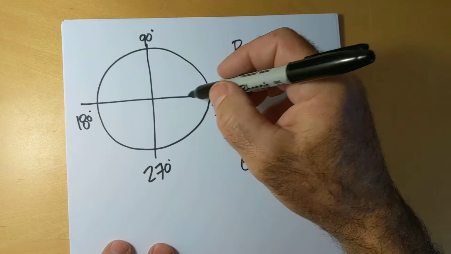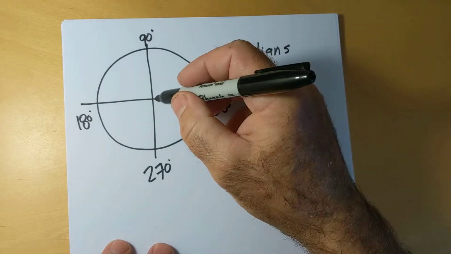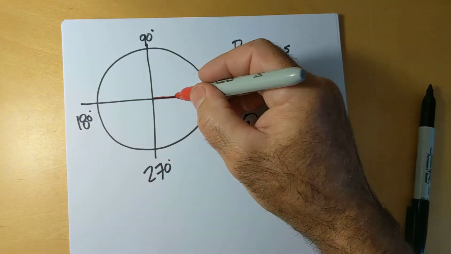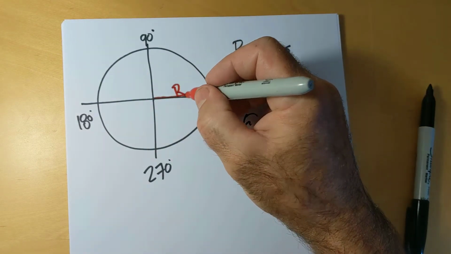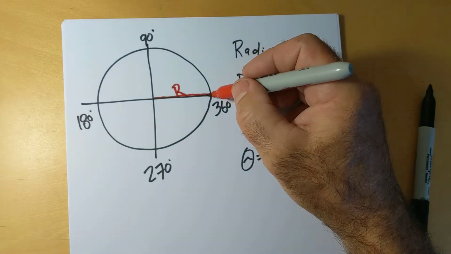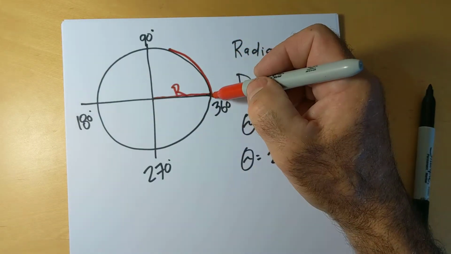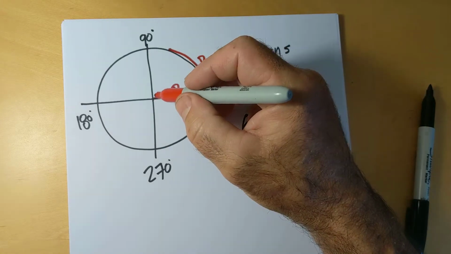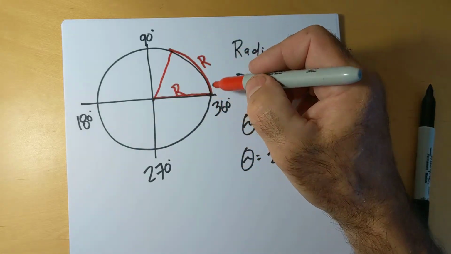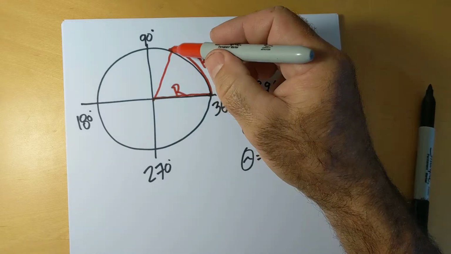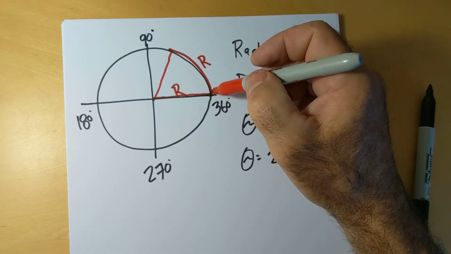A radian is a measure of radiuses. So if this is my radius here, and I call this radius r, and I were to measure an arc length right here, when that arc length is the exact same length as the radius, I could also call that r. Then I could measure this arc length in terms of radiuses, and it would be 1 radius long.